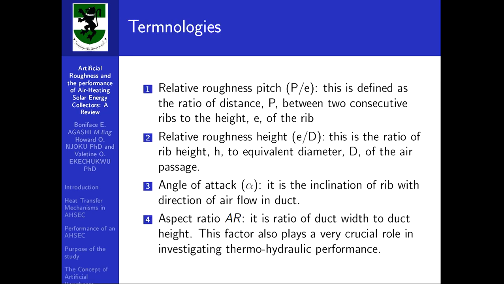Terminologies. For a good understanding of this topic, the following terms are defined. 1. Relative roughness pitch, P over E. This is defined as the ratio of the distance P between two consecutive ribs to the height of the rib. Relative roughness height, E over D. This is the ratio of the rib height E to the equivalent diameter of the air passage.